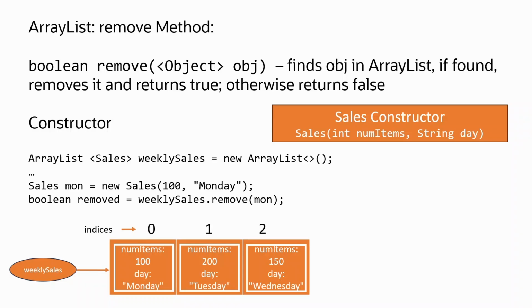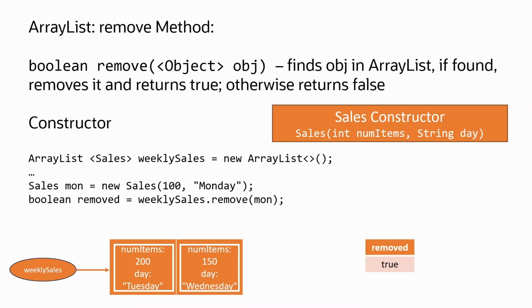So if we have weeklySales and then salesMon for Monday, new Sales(100, Monday), and we try to remove that from weeklySales, it will search and find that item at index 0, and it will remove it from the list and return true. Notice that the array list now only contains the sales items for Tuesday and Wednesday.